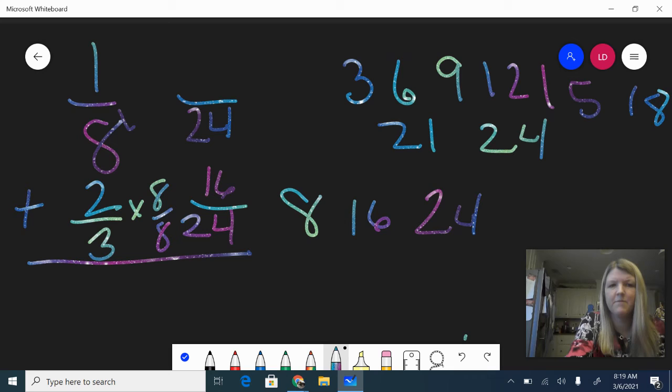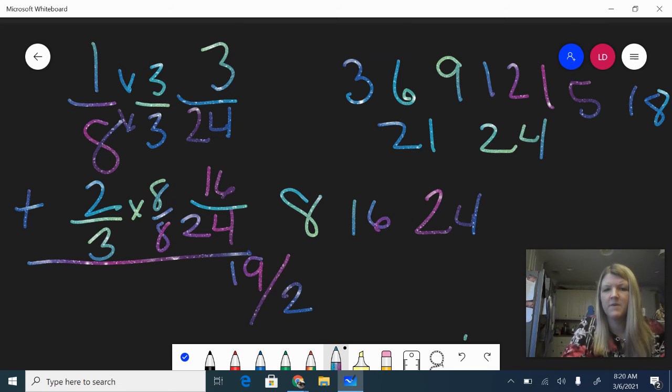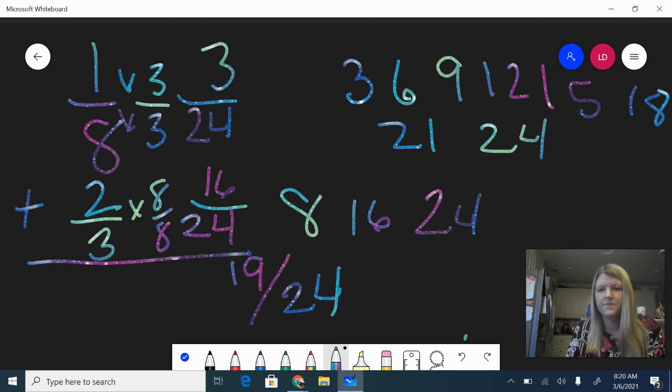Then I've got 8 times 3 for 24, so I'm going to multiply the 1 times 3. Now I've got 3/24 plus 16/24. So I can add the numerators: 16 plus 3 gives me 19. And I keep my denominator the same. So 19/24 is going to be my answer.